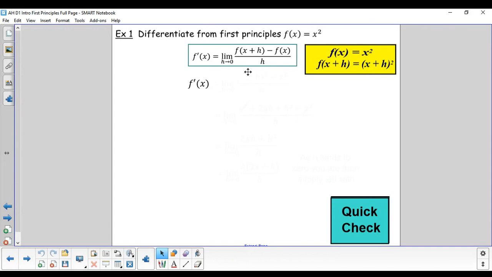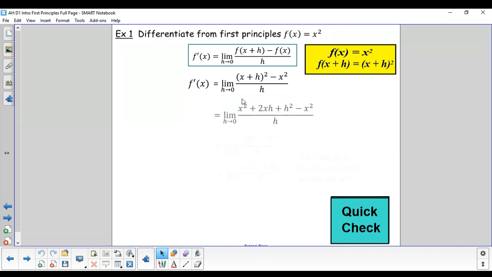Let's now substitute in. I'll keep the limit as h tends to 0, only deal with that at the end. So what do we have instead of this? We have x plus h all squared, and then take x squared, all over h. The next step is to expand this so that we can try to simplify it. So you get x squared plus 2xh plus h squared take x squared.